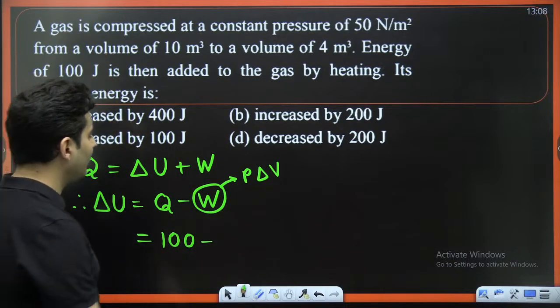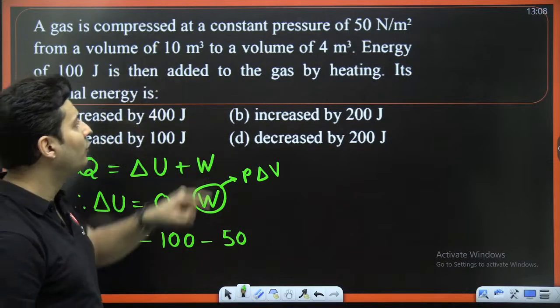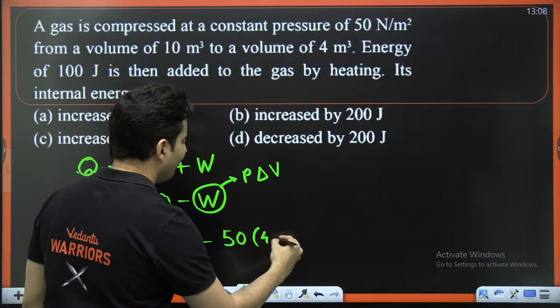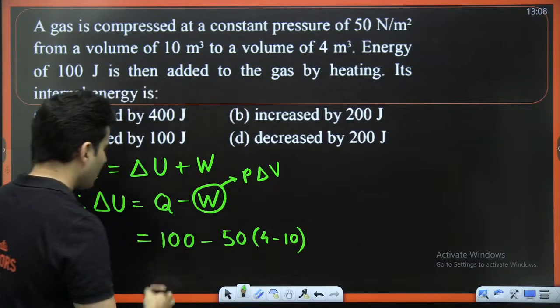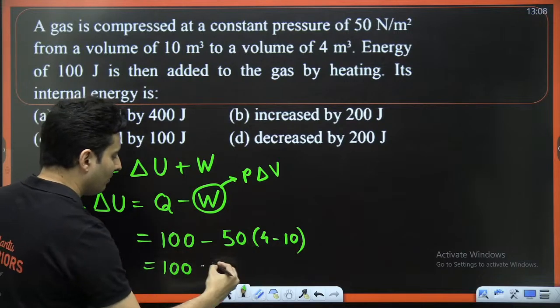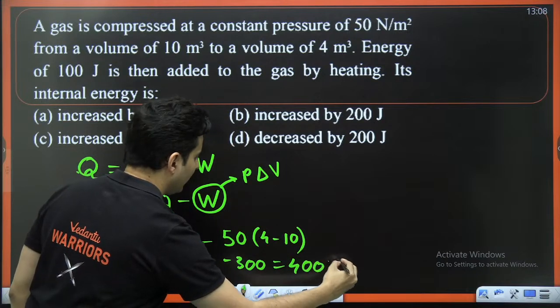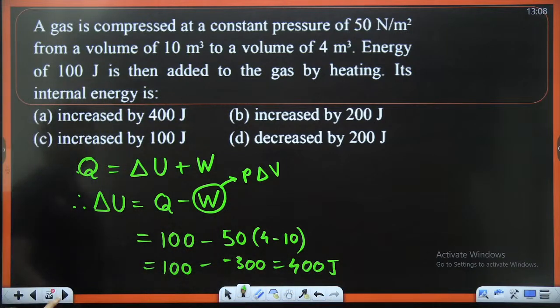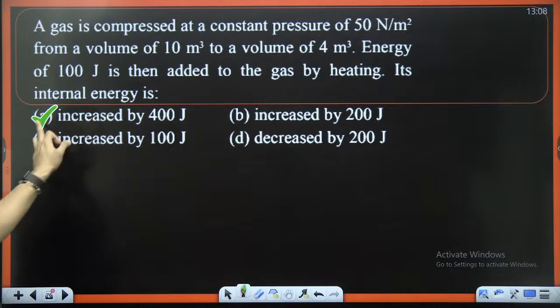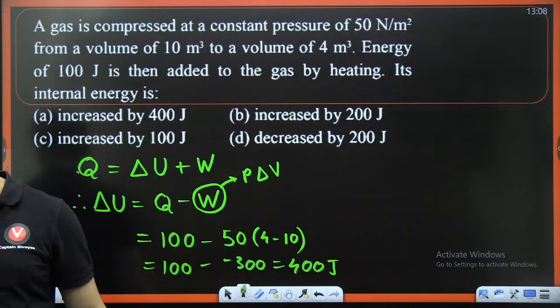So the pressure is 50. And the volume goes from 10 to 4, final minus initial, 4 minus 10. Come on, my dear students. So this will become 100 minus of minus 300, which will make it 400 joules. So it increases by 400 joules, that is option A.